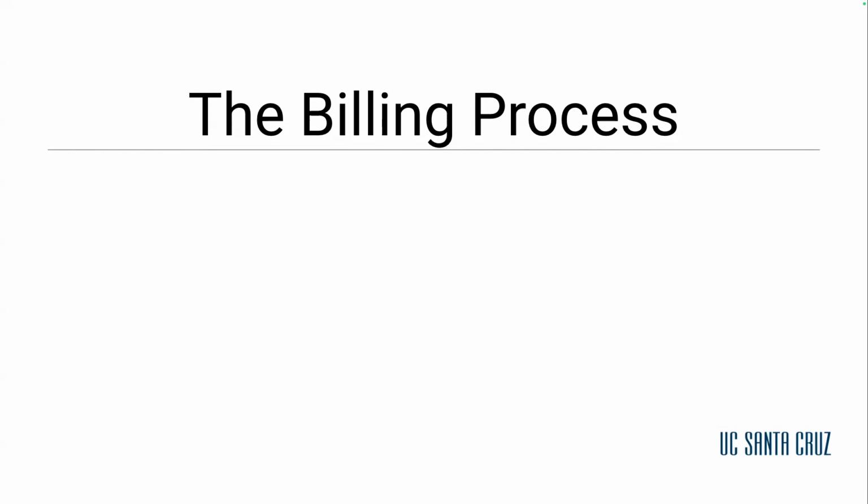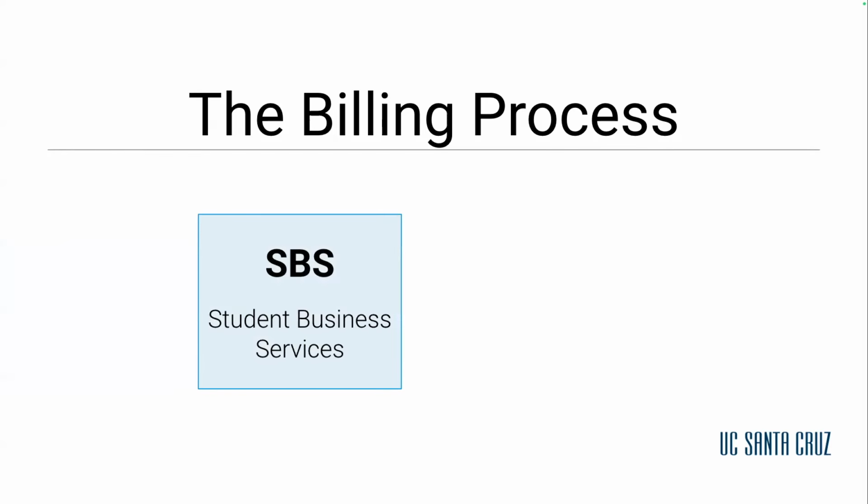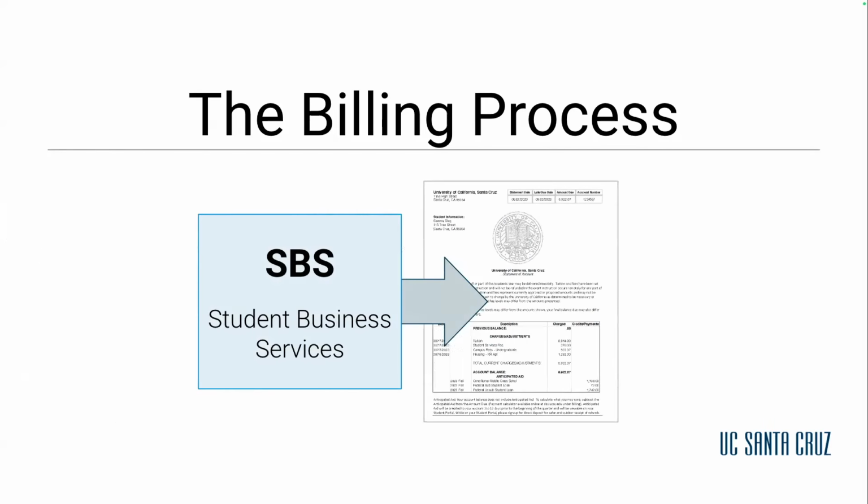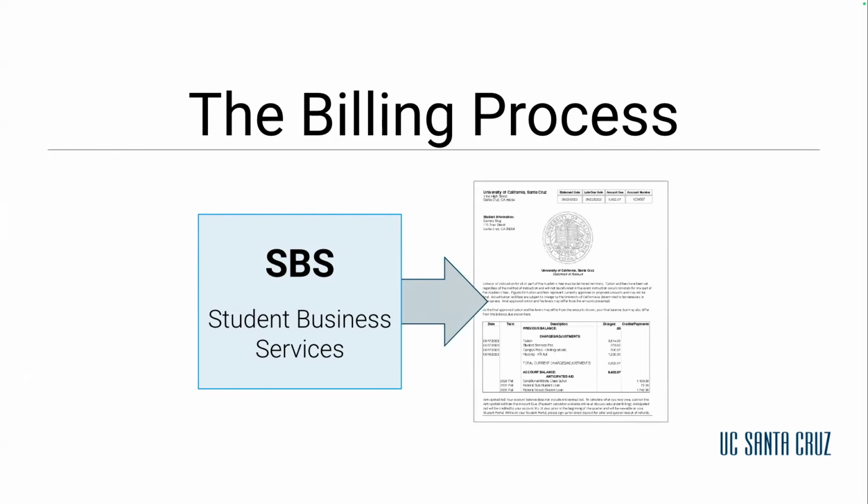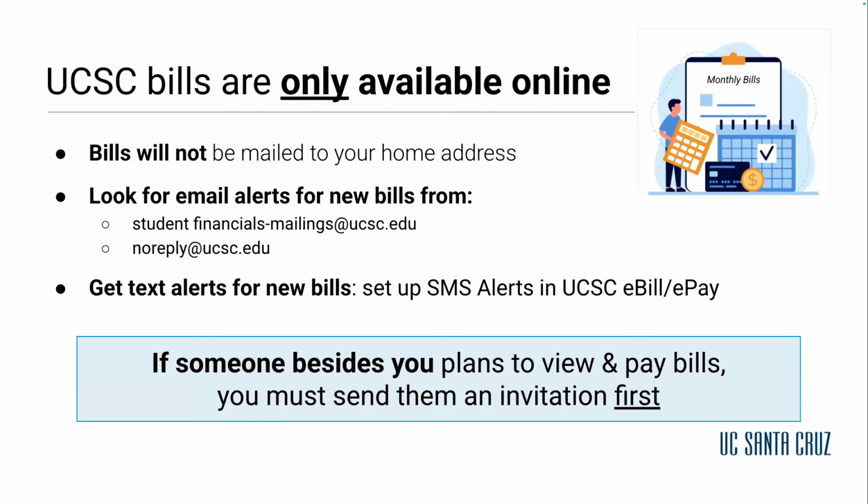Before the start of each quarter, Student Business Services, also known as SBS, creates billing statements or bills for payments and charges posted to your financial account in MyUCSC. Posted is just another way of saying that new information has been added to your account. And once a bill has been posted, you'll be able to review it through your MyUCSC portal. UCSC doesn't print and mail your bills. They're only available online through the MyUCSC portal, so don't expect to get your bill in the mail.